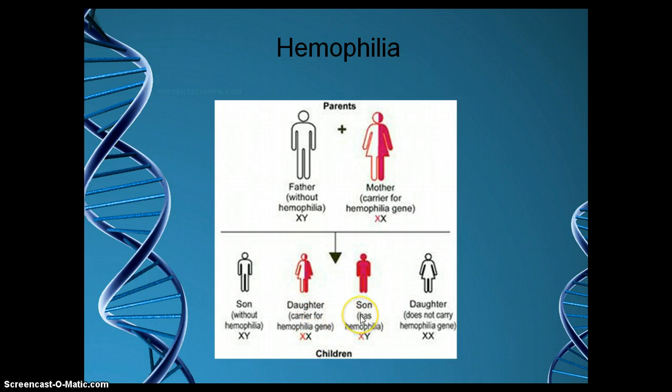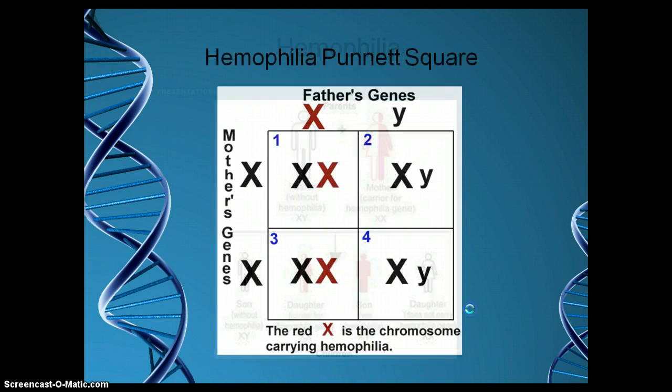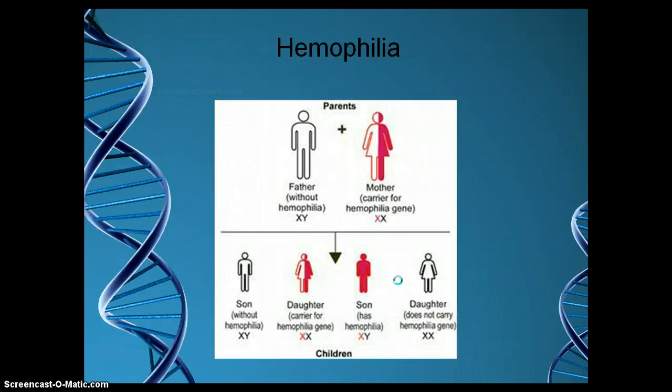Then we have a son who gets X from mom and Y from dad. X is always dominant over Y, so this affected XY scenario here, this son will have hemophilia. This daughter gets the normal X from mom and the normal X from dad. She will not have hemophilia and she will not be a carrier.